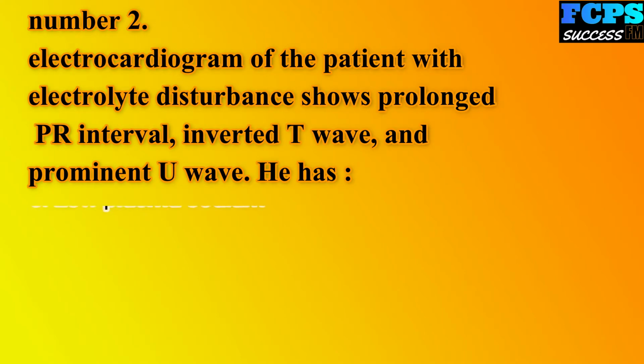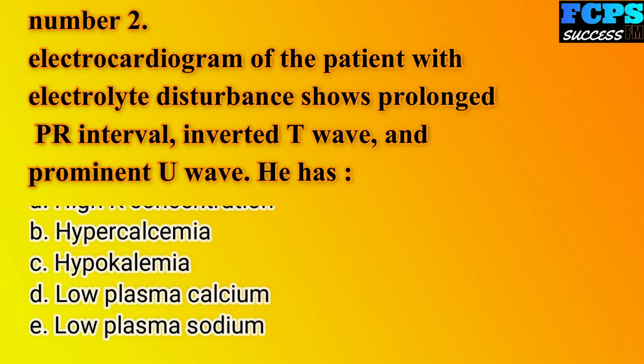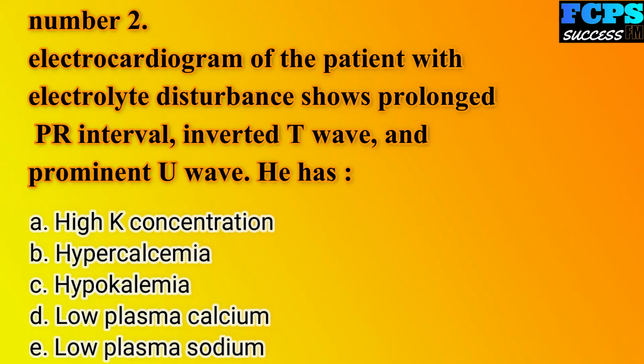Number 2. Electrocardiogram of the patient with electrolyte disturbance shows prolonged PR interval, inverted T wave and prominent U wave. He has A. High K concentration, B. Hypercalcemia, C. Hypokalemia, D. Low plasma calcium, E. Low plasma sodium. Correct answer is hypokalemia.